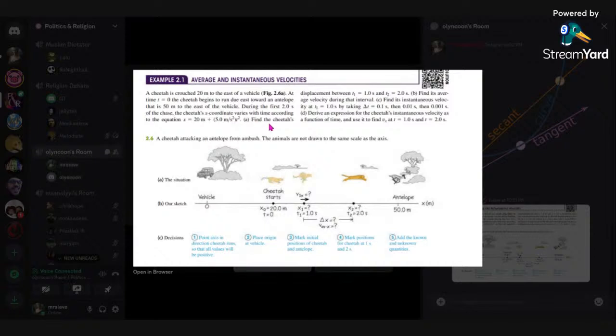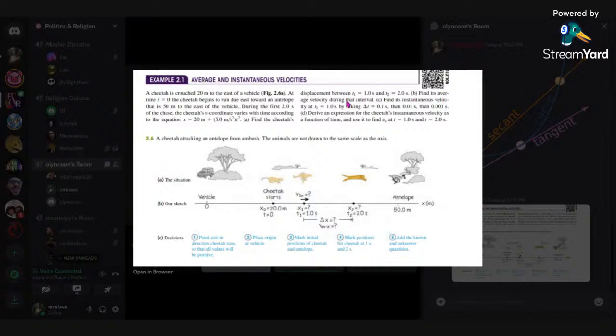Exactly. Find the cheetah's displacement between t1 and t2. So at t2, what is it? t2 is time equals 2, so we plug in 2. 2 squared is 4, 4 times 5 is 20, plus 20 is 40. That means x2 is 40. 40 minus 25, what is that? It's 15. So the displacement should be 15. All right, that's A. Let's go to B.